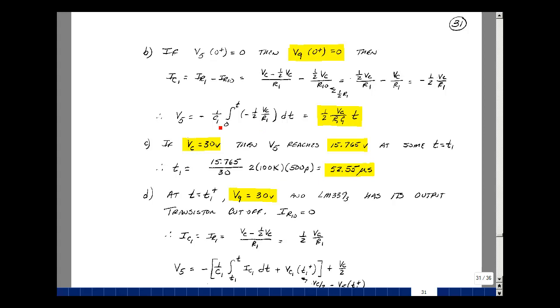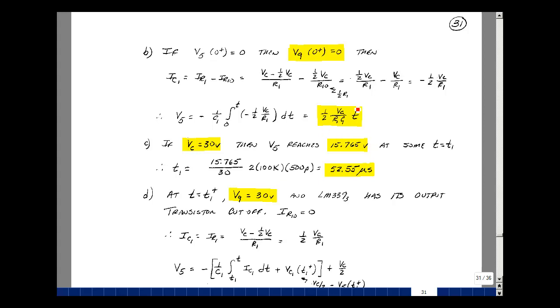The two minus signs cancel, I can bring out the 1/2, and actually bring out the V sub C over R1. And we're taking the integral of 1 dt, which is going to be equal to just t. So my response looks like 1/2 V sub C over R1 C1 times t. So in other words, a positive ramp. That's exactly what we saw in the simulation on page 29.